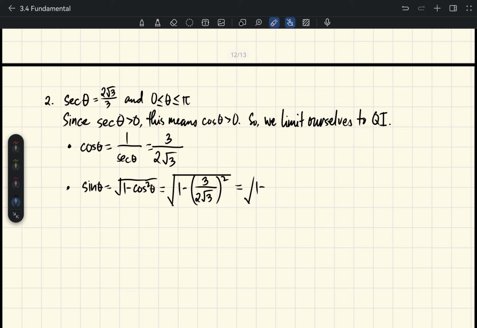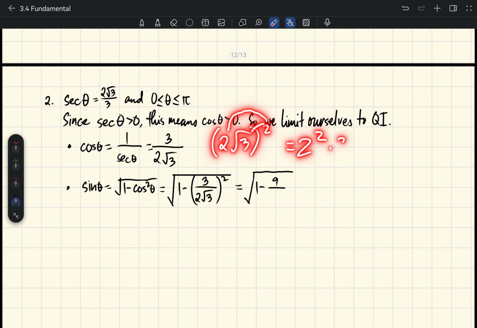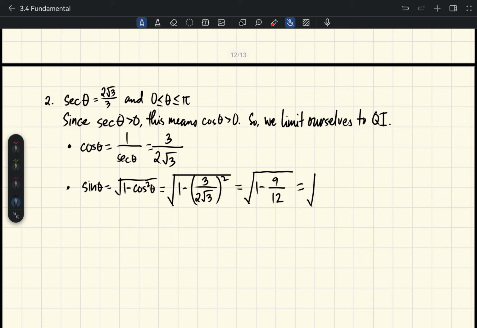minus, so what we just do with this square is distribute in the numerator and denominator. We have here 3 squared equals 9 all over. So what's 2 squared of 3 squared? We can just distribute the powers here. We get 2 squared times 3 equals 12. So we have minus 9 over 12. This one will give us 3 over 12, which is just the same as the square root of 1 over 4, which is 1/2.